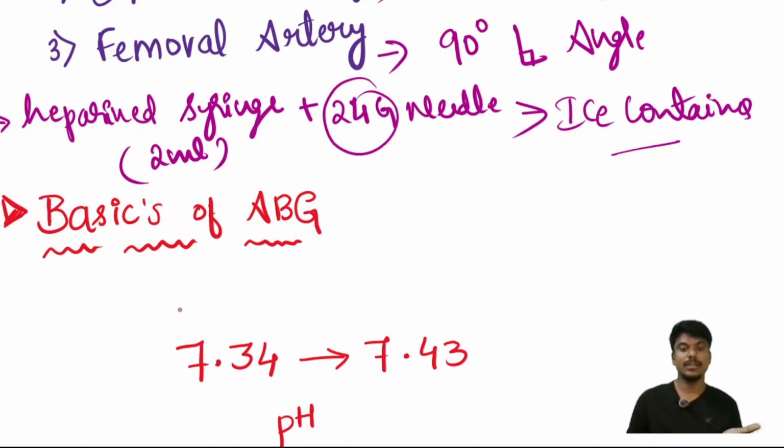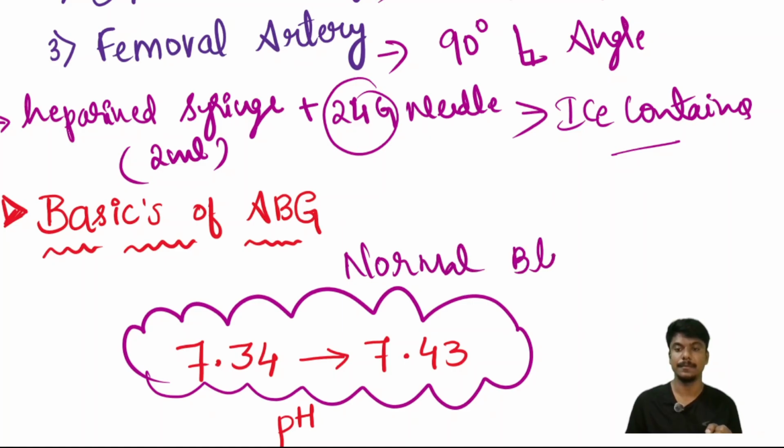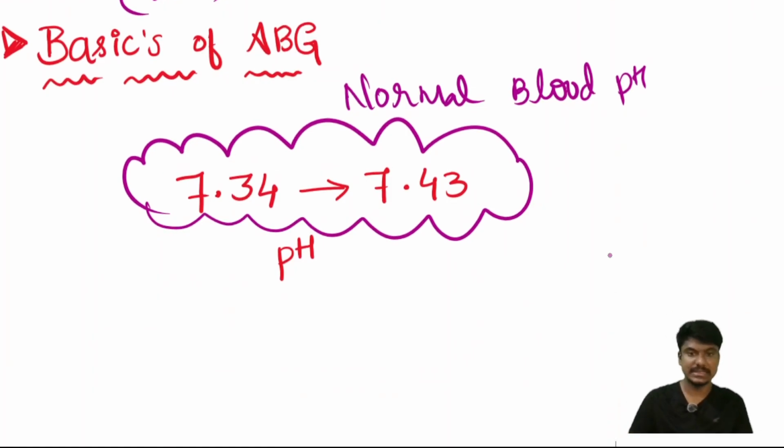So the basics I told you: 7.34 to 7.43 is the normal blood pH. That is your normal blood pH. Everything normal, we will study here.